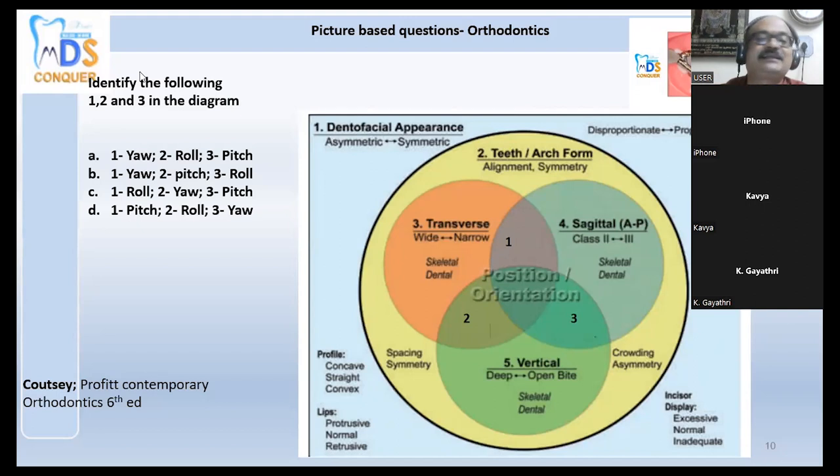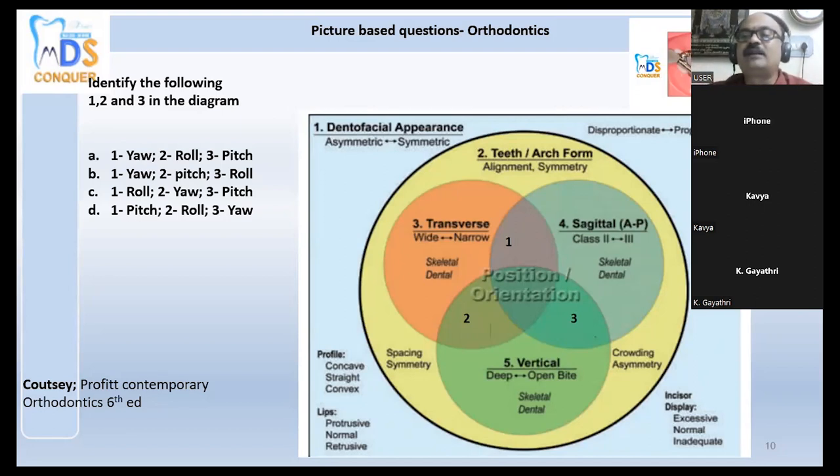Yes, exactly correct. One is yaw, another is roll, and the third is pitch. So I ask my students to remember it like this. The first word, yaw, is like yawning. Yawning means widely opening the mouth.